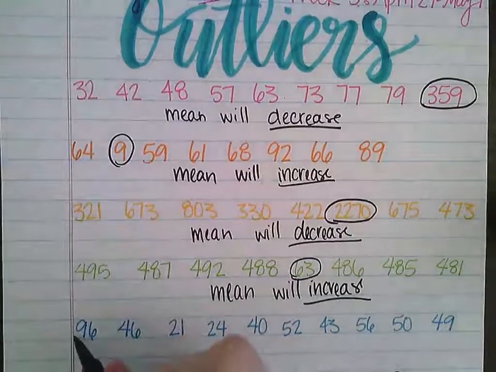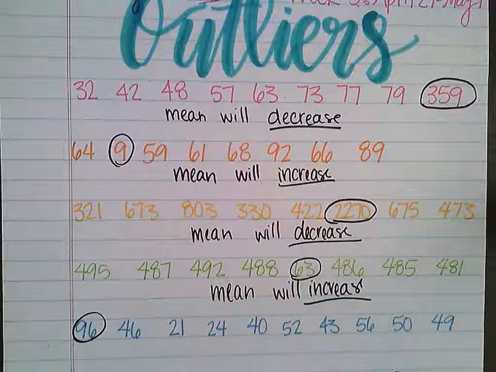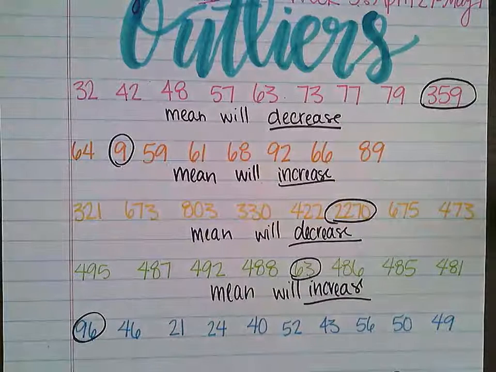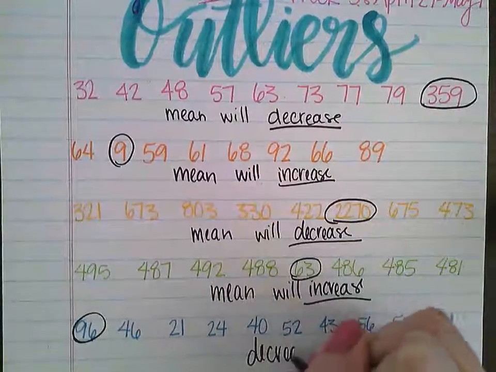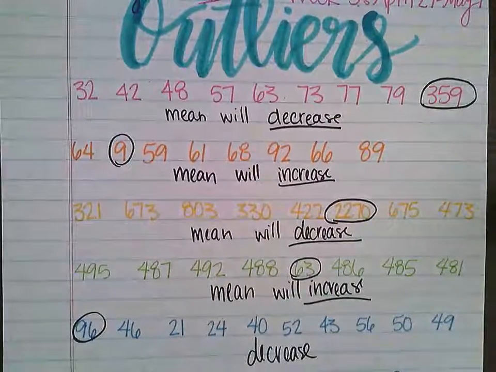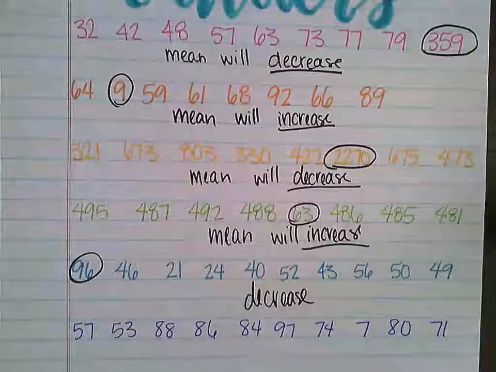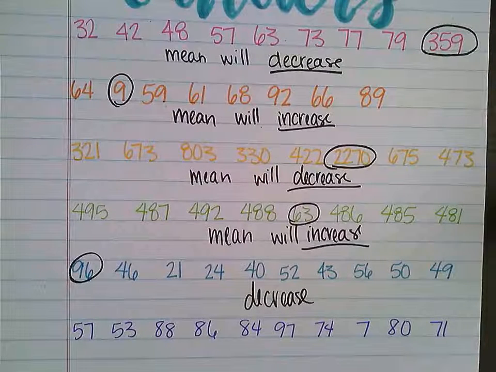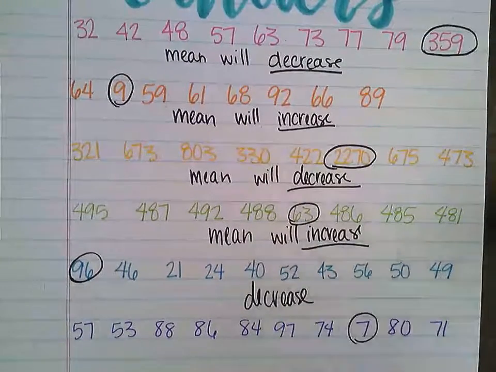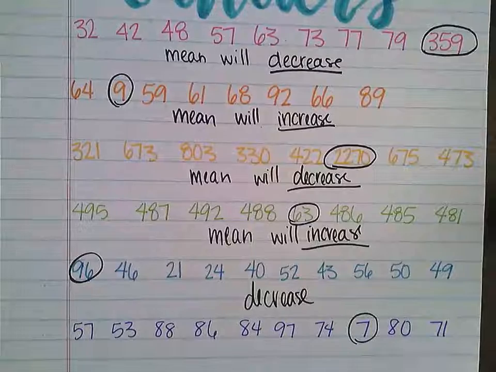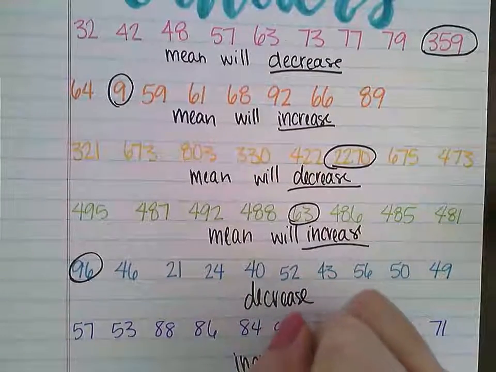So in this one, the 96 is going to be the outlier. Okay. And since it's bigger, if we got rid of it, the mean would decrease. I'm not going to write it all this time. And then in the purples, everything is less than 100. We have 50s, 80s, it's going up, but then that 7 is bringing everything down. So if we got rid of it, the mean would increase.